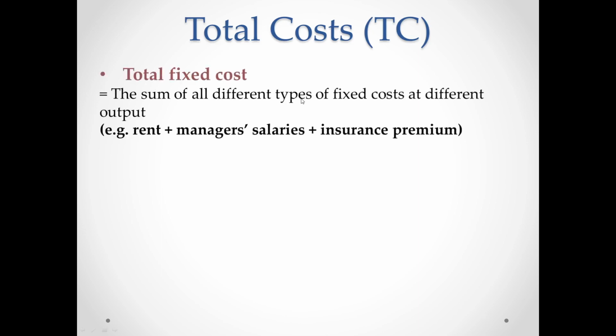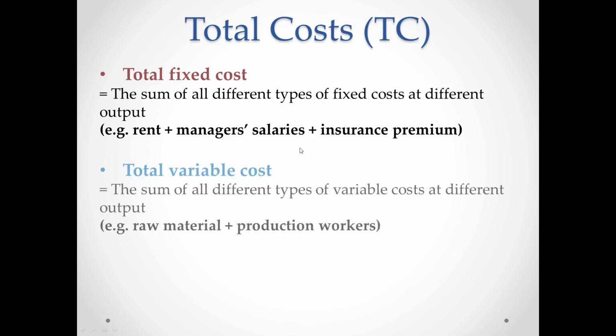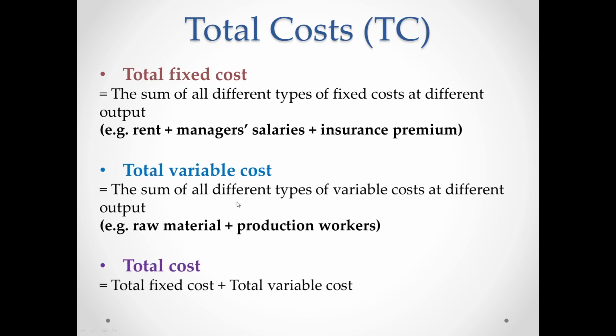So when we look at the total cost, we can look at total fixed cost and total variable cost. We have learned that already. When you add the two together, you will find the total cost. You still remember that? If you put all the fixed costs together, like rent, insurance premium, and your office manager's salary, you will find your total fixed cost. And if you add all the variable costs together, then you will get the total variable cost.